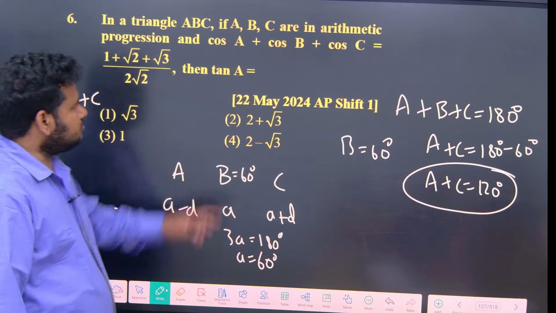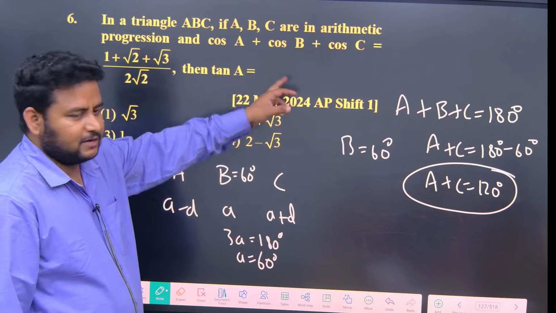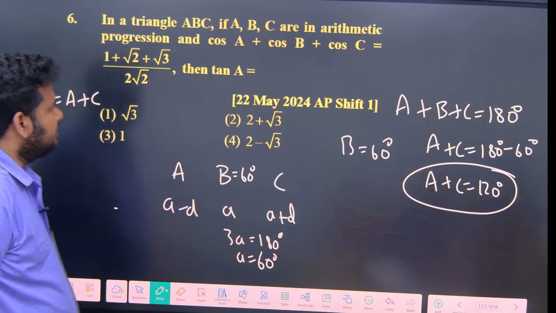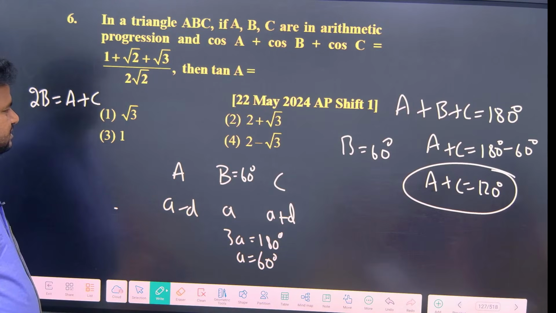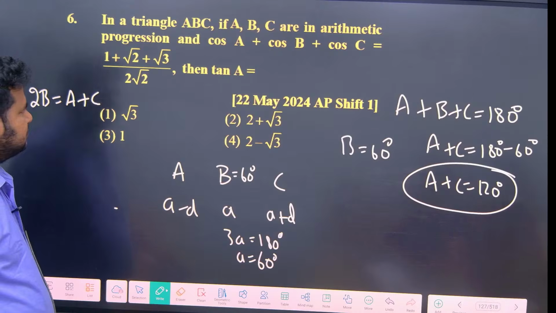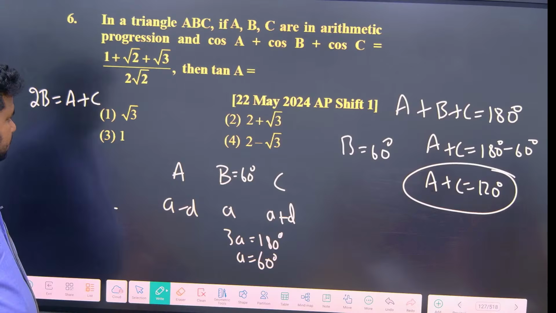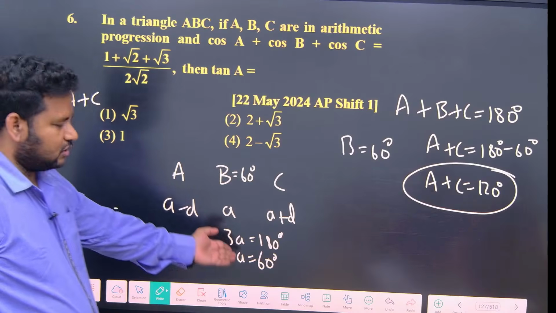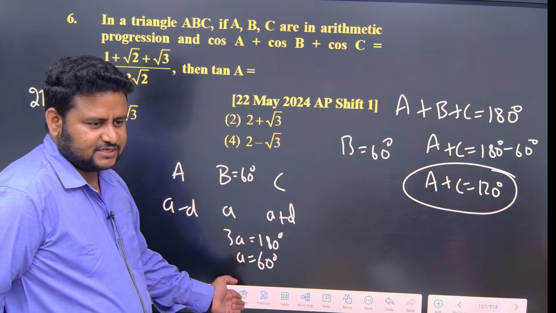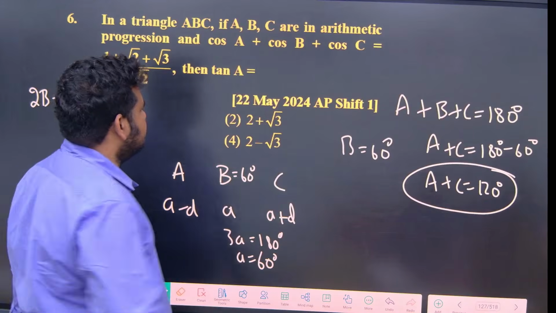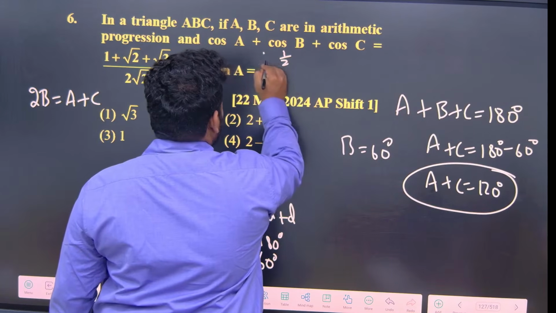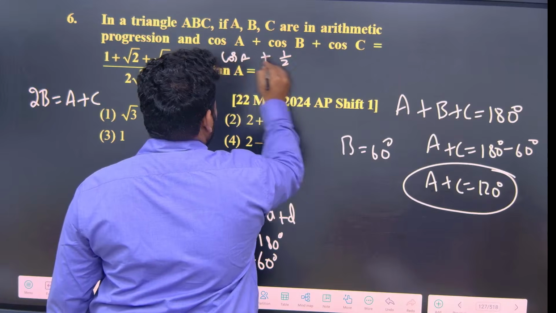Now they have given cos A plus cos B plus cos C, like this. Now cos B is what? Cos 60 degrees. Cos 60 degrees is what? 1 by 2. Okay. So this value will be equal to 1 by 2 plus cos A plus cos C.